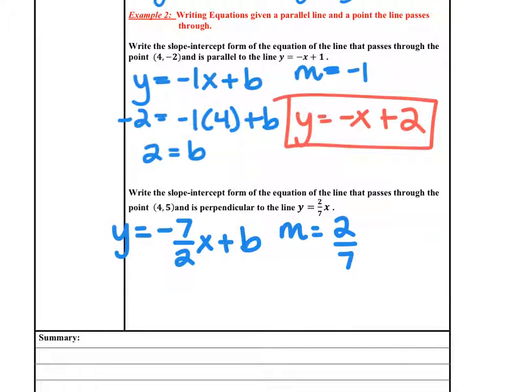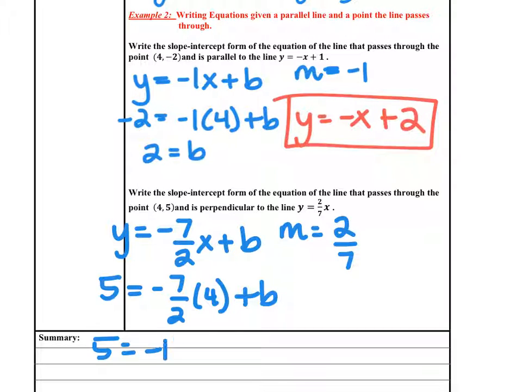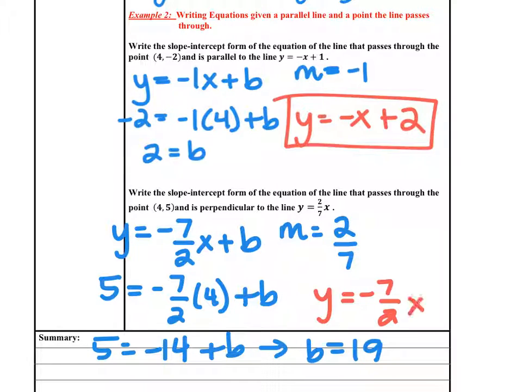So plug in your point. Would that be negative 14? 7 times 4 is 28 divided by 2? Yeah. So b would have to be 19. So your final equation is y equals negative 7 halves x plus 19. Woo!